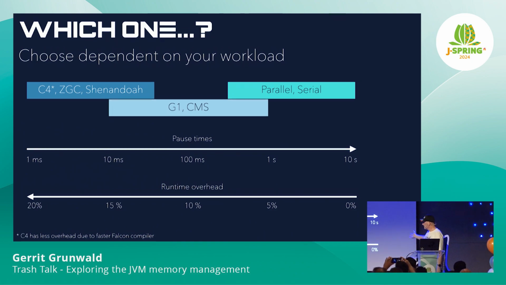If you really look for very low resource usage and no runtime overhead, then parallel and serial is a good choice. Right? So you see, it really depends on your application, and there's no general rule that tells you this is the perfect garbage collector for everything. Know your application, monitor it, then choose the right collector and the heap size. Right? This is the advice.